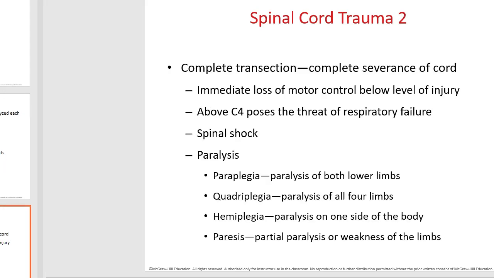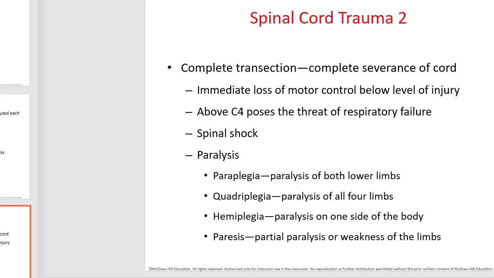There are, of course, different types of spinal cord trauma. You can have a complete transection, which is a severance of the cord. That means you're going to immediately lose any motor control below the level of injury. Above C4 means it's a threat of respiratory failure, because remember we talked about C3, C4, C5 keeps the phrenic nerve alive, it keeps the diaphragm alive. So if we cut that area, we have a serious threat of respiratory failure. Spinal shock. Make sure you know the different types of paraplegia.